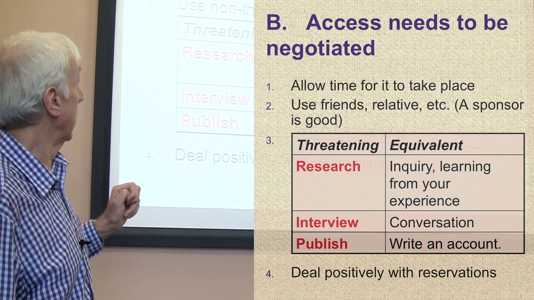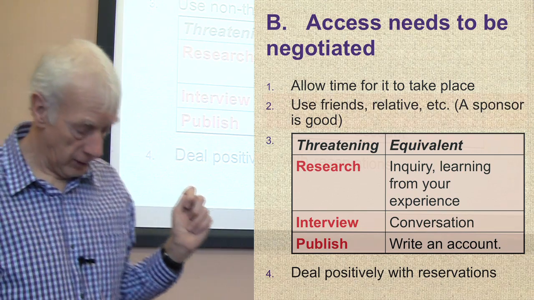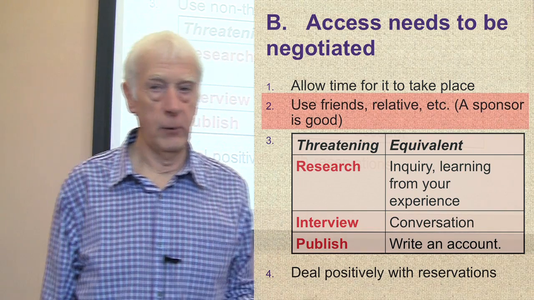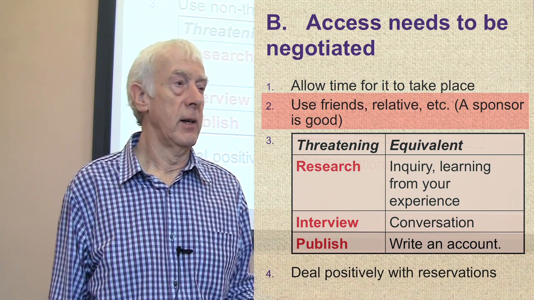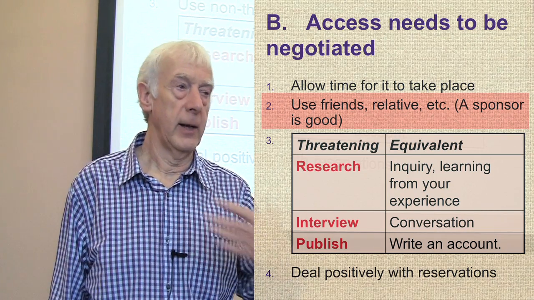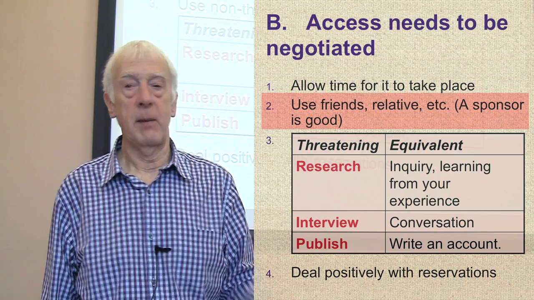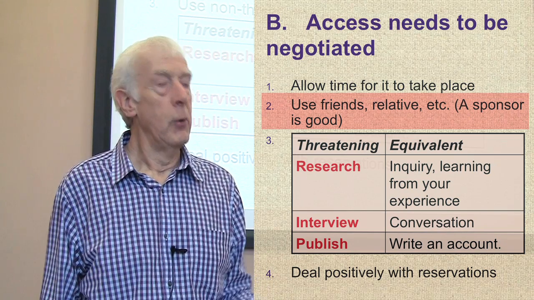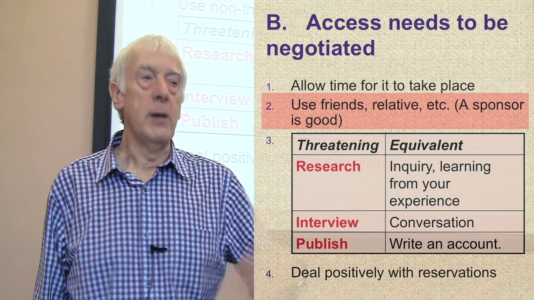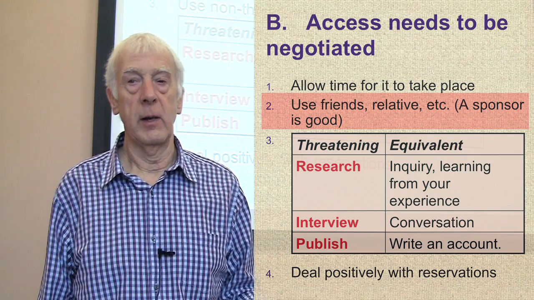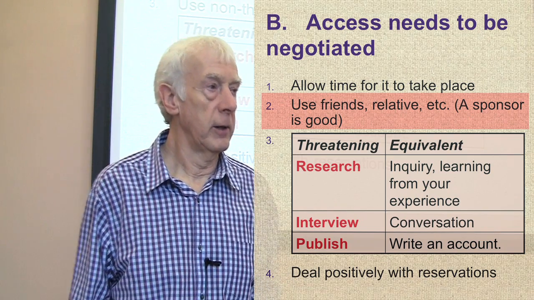Another point is, as I said, number 2, use friends, relatives. I've said this again several times, but a good way of getting into a field, to getting access to data, whether that's secondary data or going out and collecting your own data, is to have somebody in the field already who can sponsor you, who is a friend or a relative, someone you know who knows the field and can introduce you into it and say you're a bona fide researcher and give you support.